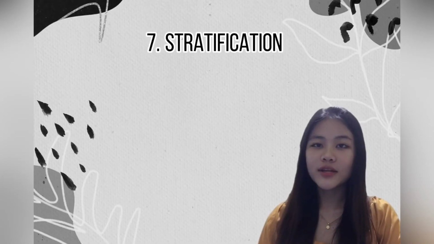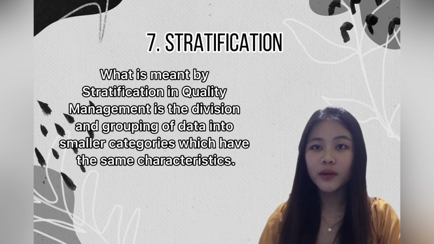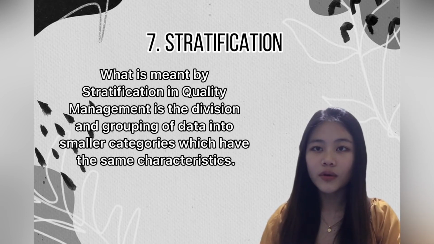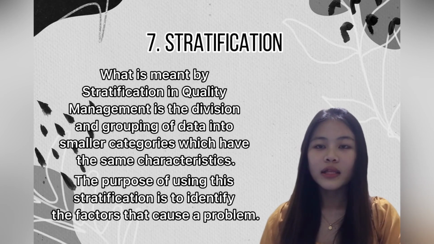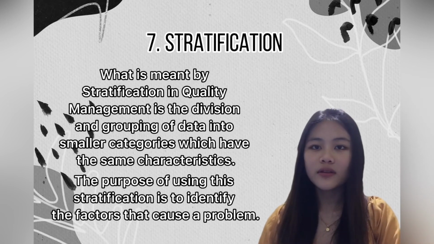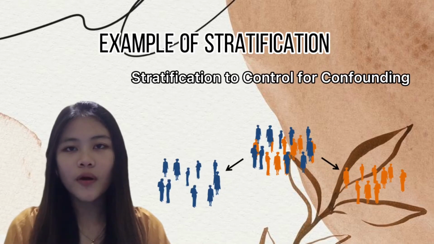And next is stratification. What is meant by stratification in quality management is the division and grouping of data into smaller categories which have the same characteristics. The purpose of using stratification is to identify the factors that cause a problem. And for the example of stratification is to control for confounding.